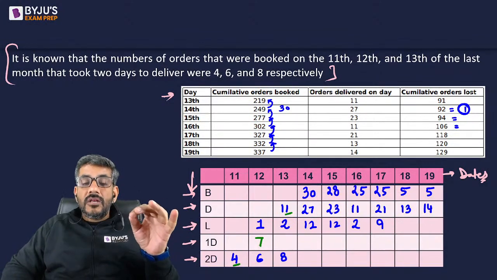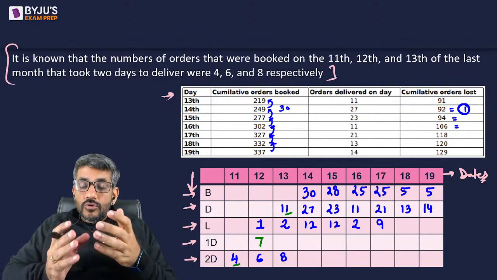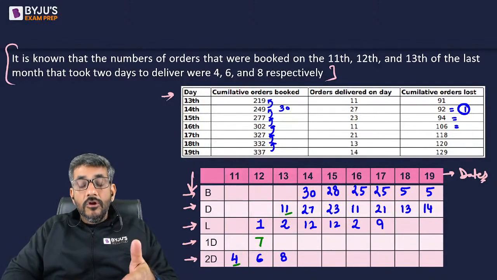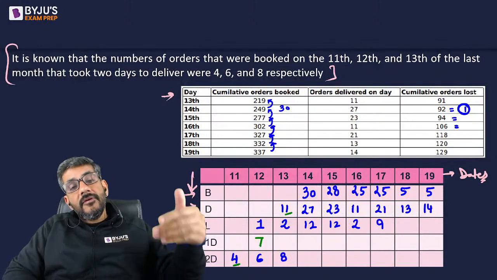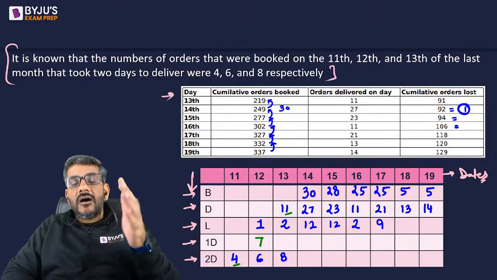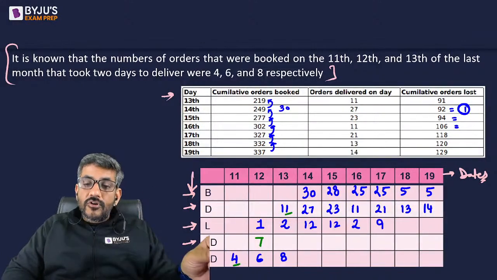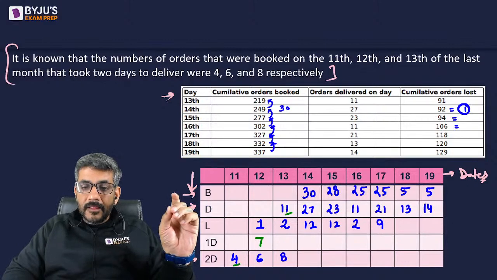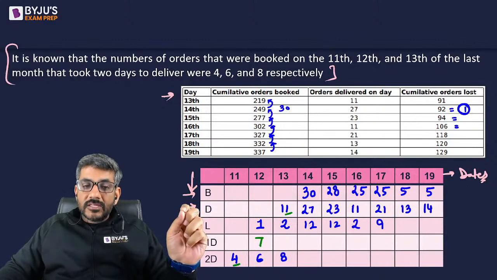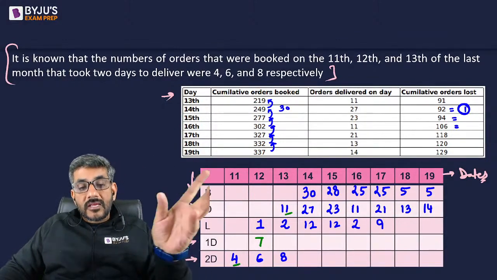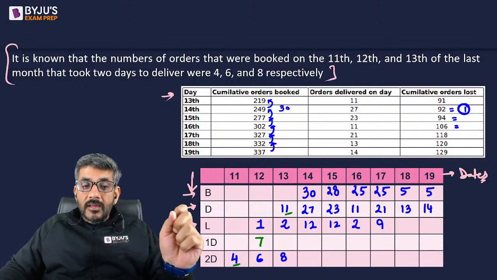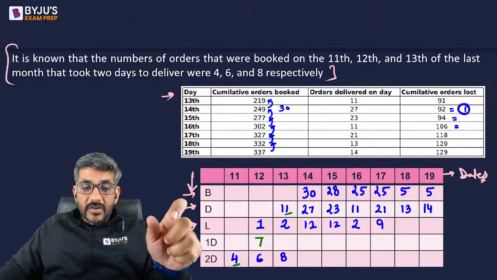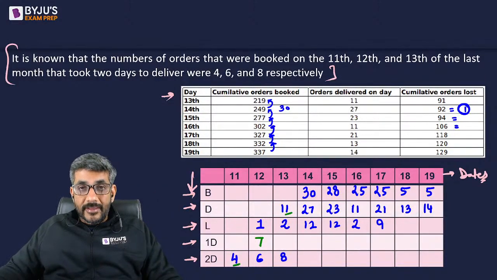On any particular day, which orders are delivered? Those orders are delivered which were either booked on the previous day, delivered within a day, or the ones booked the day before yesterday, delivered after 2 days. So the 4 orders on 11th which were delivered after 2 days were delivered on 13th. So out of 11 orders delivered on 13th, 4 were ordered on 11th, and the remaining 7 must have been ordered on 12th, and these 7 ordered on 12th were delivered in a day. Therefore on 12th I have written them in the column row of 1D.